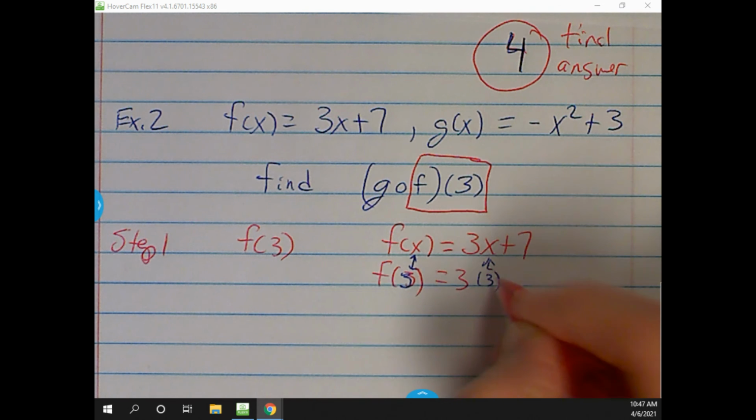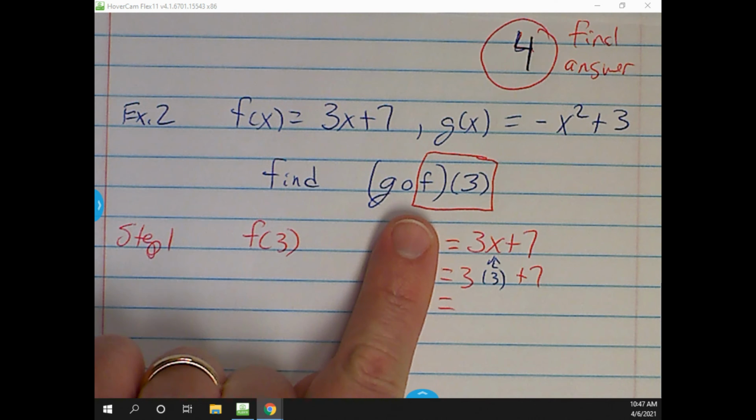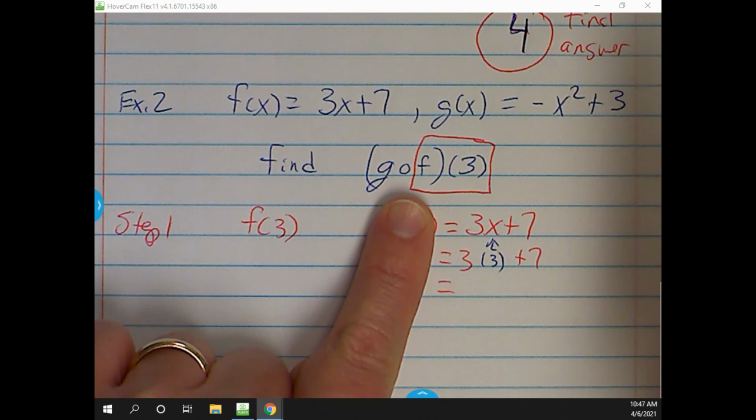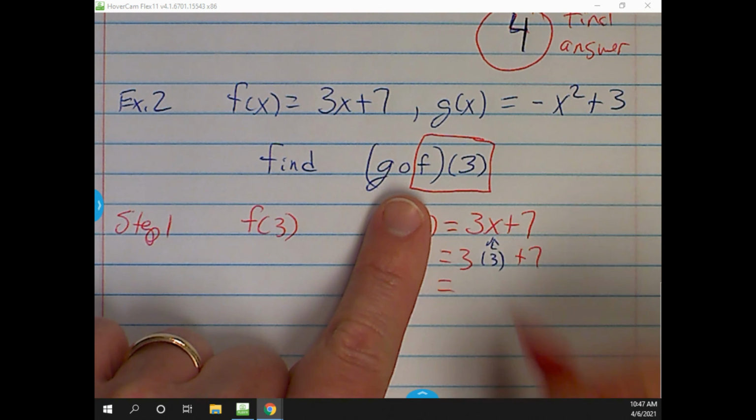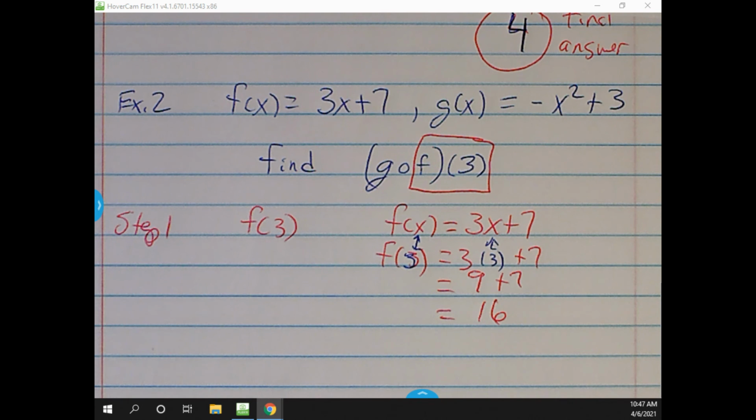So that's 3 times 3 plus 7. And again, once you plug in this 3, the right-hand side is all the work you're going to do. You don't do anything with the left-hand side. 3 times 3 is 9. 9 plus 7 is 16. This is going to be big anyway, but it will be okay.